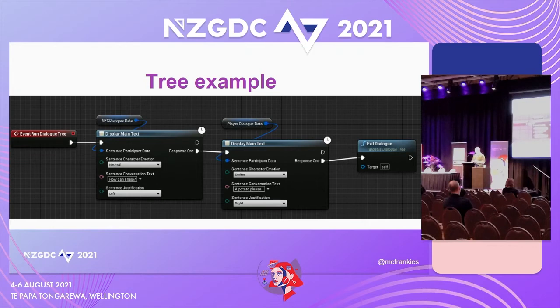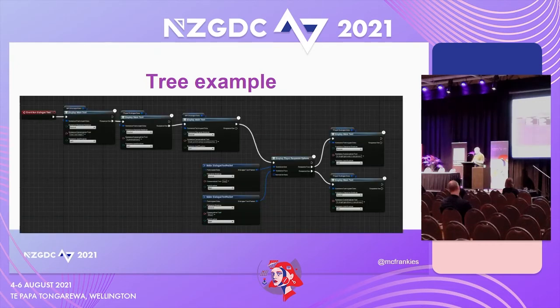Here is a small example tree. Just to break it down, we have a start dialog event in red. We have two main text nodes, and then it leads into an exit dialog node, which cleans up the UI and exits the conversation. We loosely played around with having these dialog nodes outside of a tree, but we found it was easiest to keep everything nicely contained.